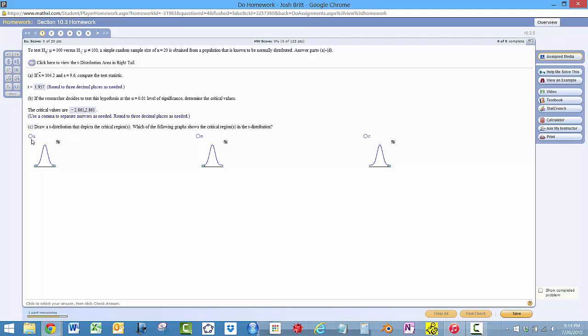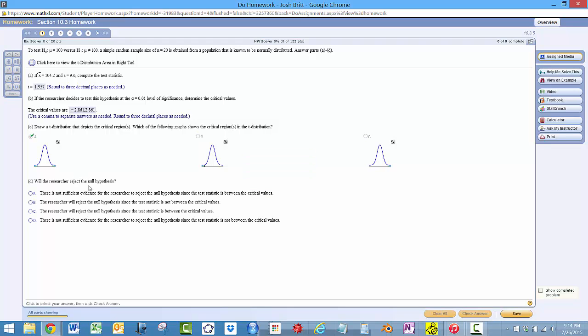Since it's a two-tailed test, these are the critical regions here. We'll reject the null hypothesis if this number is in any one of these blue regions. You can think about this as positive 2.861, this line here, and this line here being negative 2.861. So 1.9 does not fall in either of these, so we fail to reject.